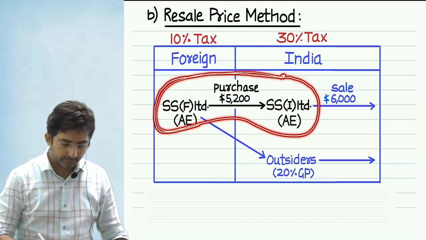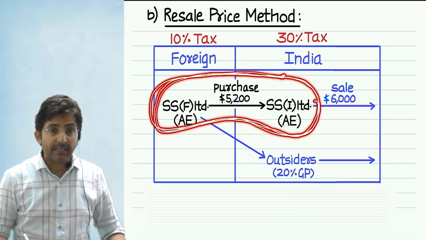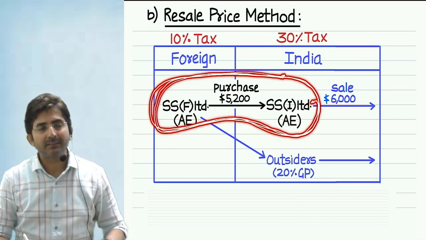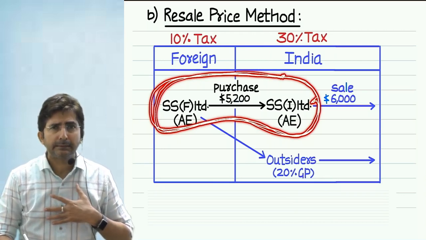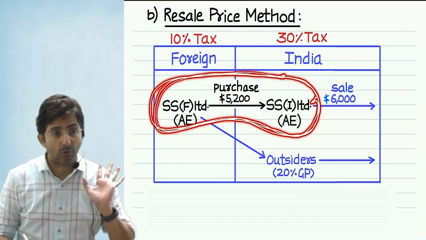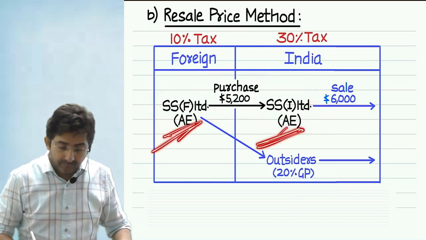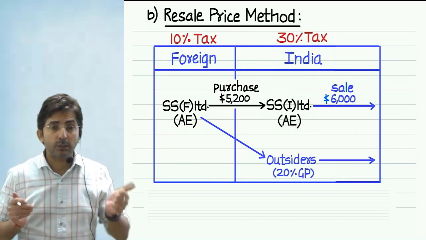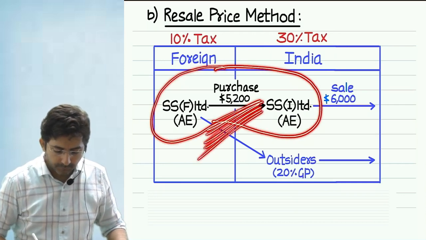Why? Whenever two associated enterprises transact, and if there is an international transaction, AE plus IT. See, you also develop a habit like this. Whenever you see AE plus IT, definitely something is wrong. Because there is a transaction between India and a foreign AE, an international transaction. So there is a combination of AE plus IT. So we cannot trust the price of 5,200.